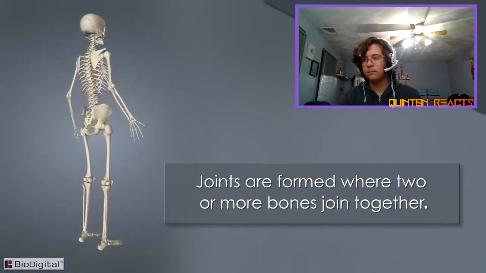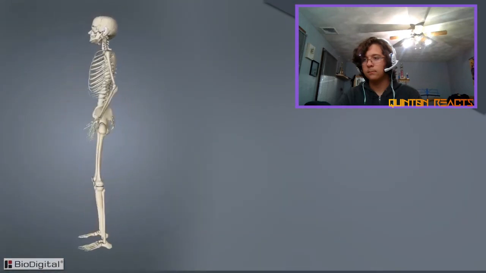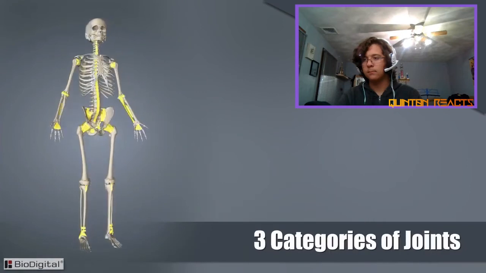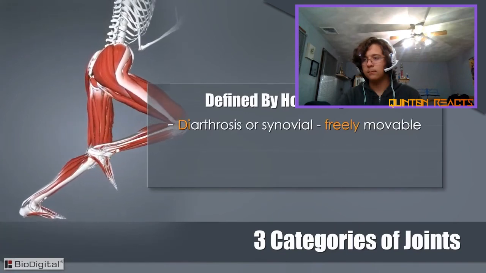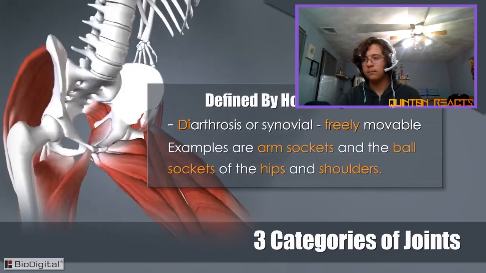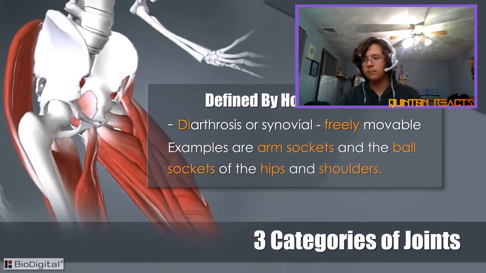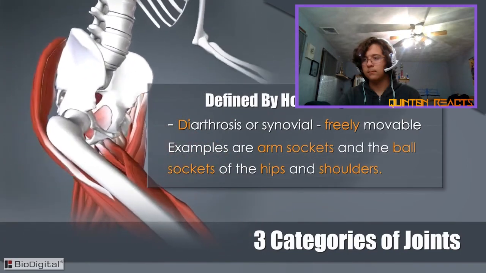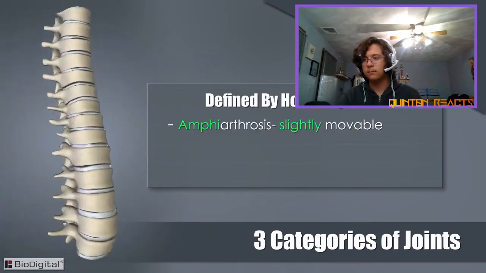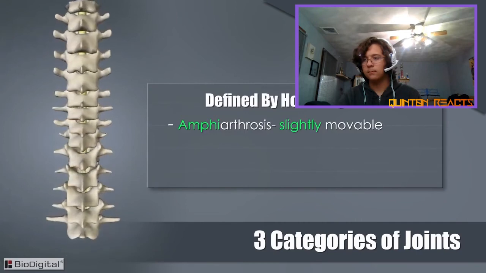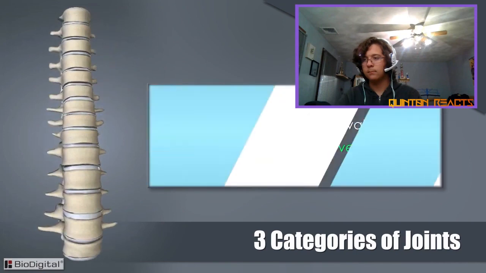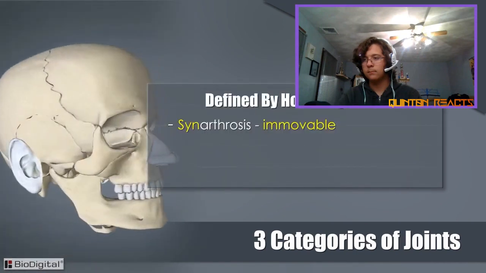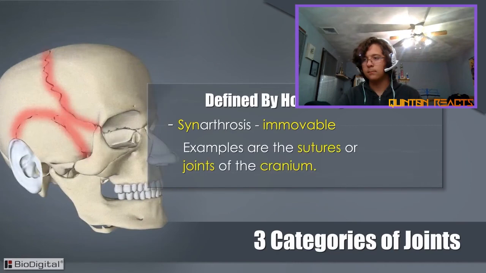Joints are formed where two or more bones are joined together. The joints are divided into three major categories defined as to how these joints move. Diarthrosis or synovial means freely movable. An example would be the ball and socket of the shoulder and hips. Amphiarthrosis is slightly movable. An example of this would be the vertebrae. And synarthrosis is immovable. An example of an immovable joint would be the sutures or joints of the cranium.